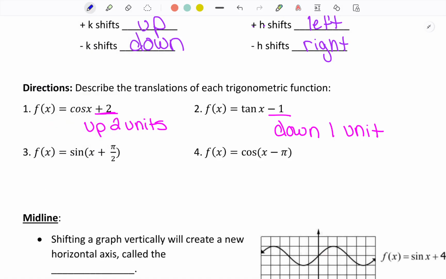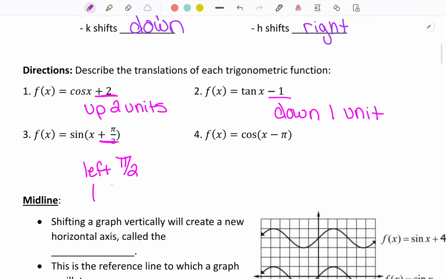And then number 3, we have sine of, in parentheses, x plus pi over 2. That plus pi over 2 is going to cause you to shift to the left pi over 2 units, or in this case, 2 blocks. Then on number 4, you have cosine of the quantity x minus pi. You are going to shift to the right pi, or 4 blocks on our graphs.